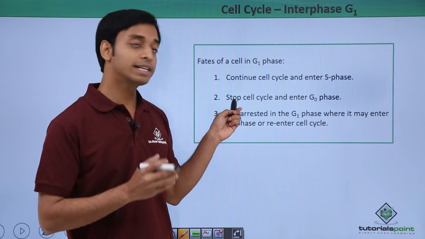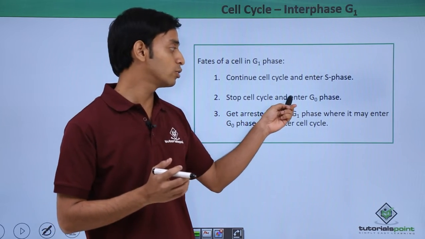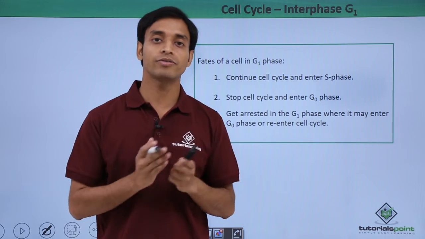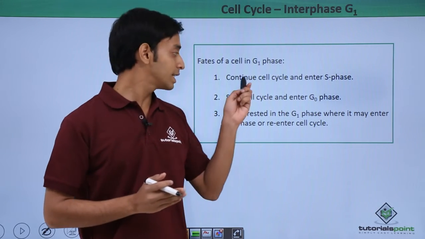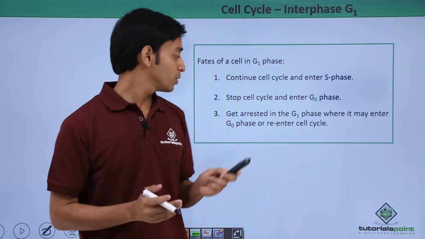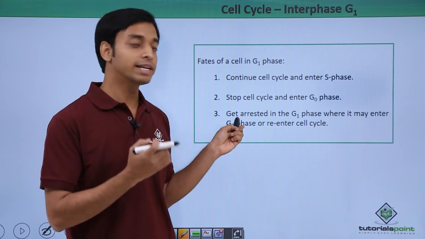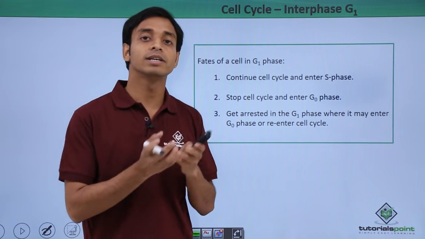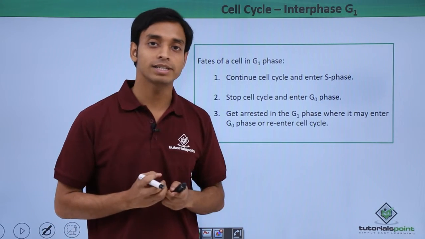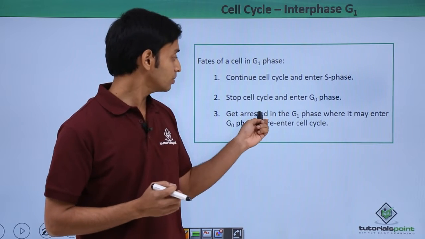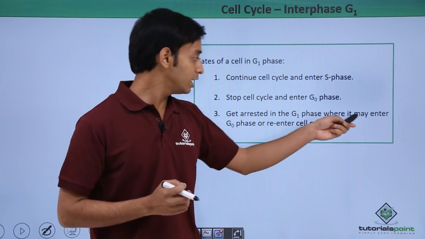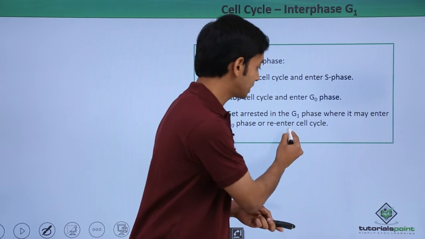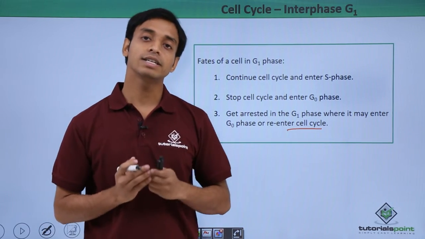Secondly, it can stop the cell cycle and enter into a phase that is known as the G0 phase. We are going to study about this G0 phase in our coming videos. So it can stop and enter the G0 phase. Now, this cell cycle may get arrested in the G1 phase itself by the cyclin dependent protein kinase checkpoints, that is CG1 checkpoint. It may enter the G0 phase and again it can come back to the normal cell cycle, that is it can re-enter the cell cycle.